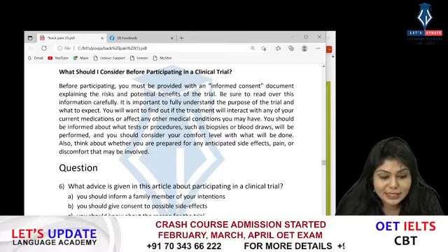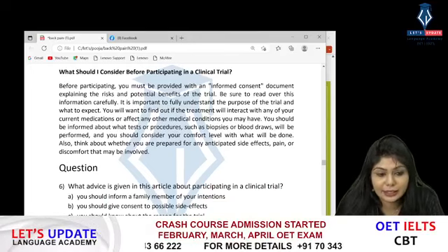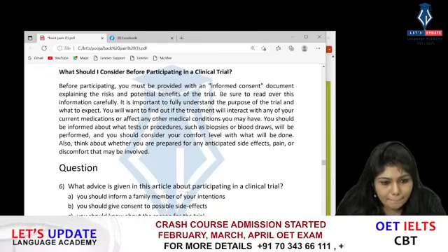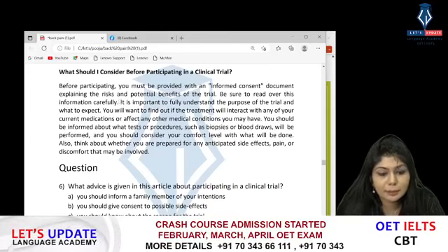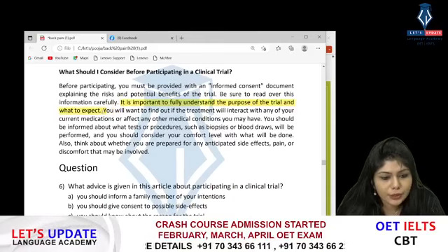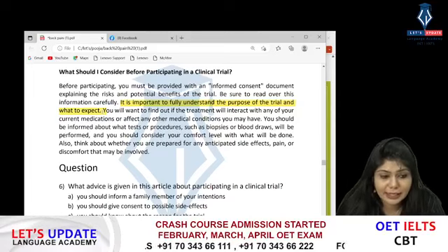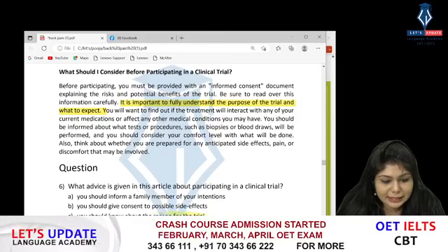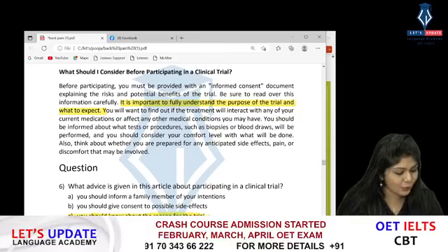So check if option C is correct or not. Option C goes like this: you should know about the reason for the trial. Is that mentioned? It is mentioned. Over here: it is important to fully understand the purpose of the trial and what to expect. The purpose of the trial means the reason for the trial. So that is mentioned here, and because of which your answer should be option C. I have highlighted the answer as well.